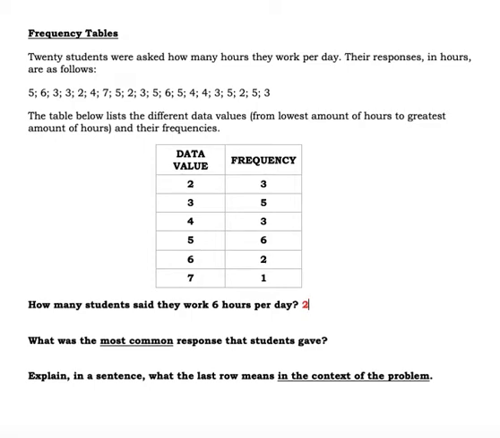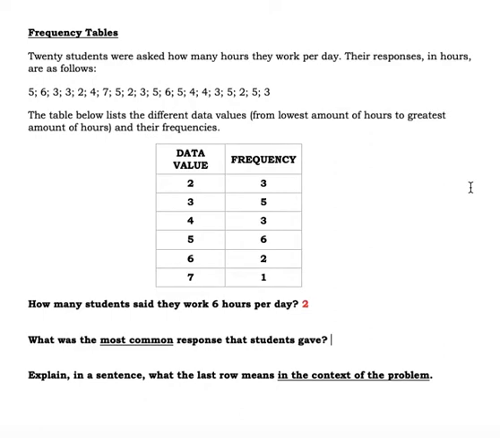The next question asks, what was the most common response that students gave? In order to determine this, I have to find the data value with the highest frequency. So I look at my frequency column and I see that the highest frequency occurs here. 6 students said they work 5 hours per day. So the most common response was 5 hours per day.